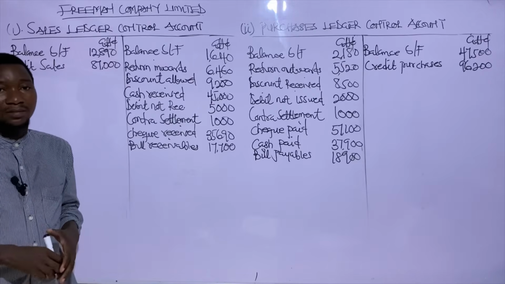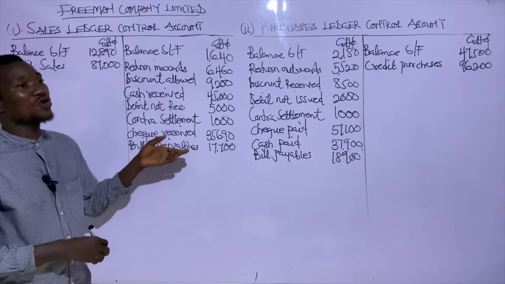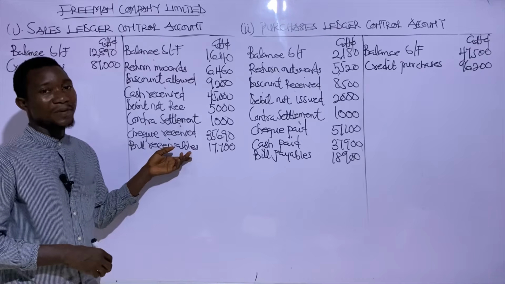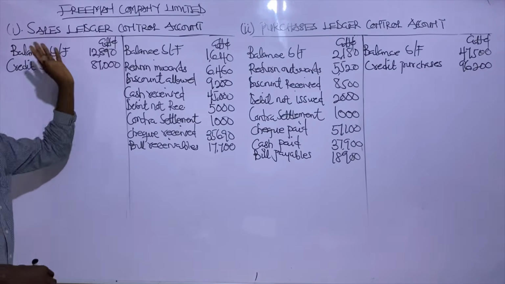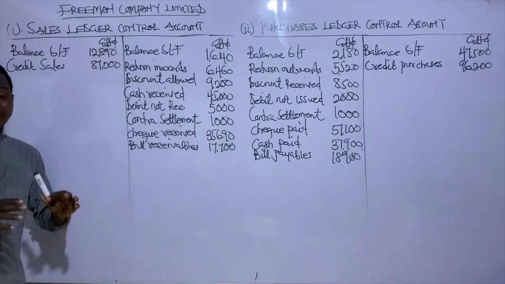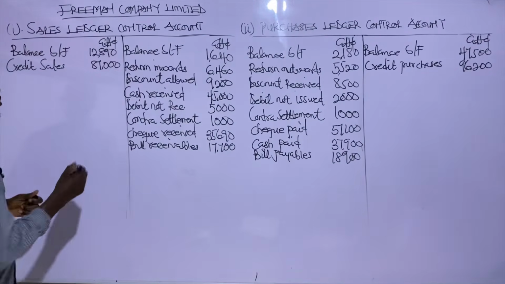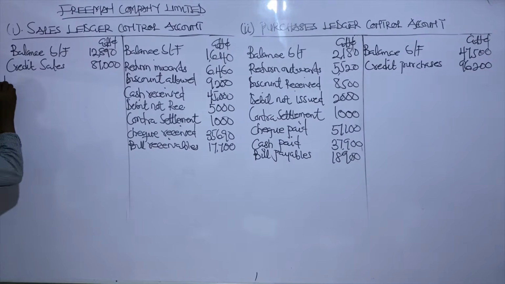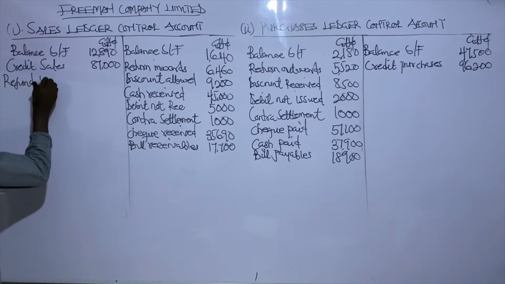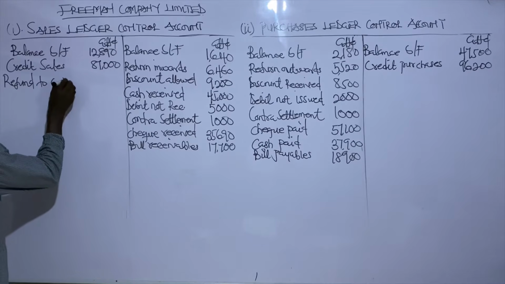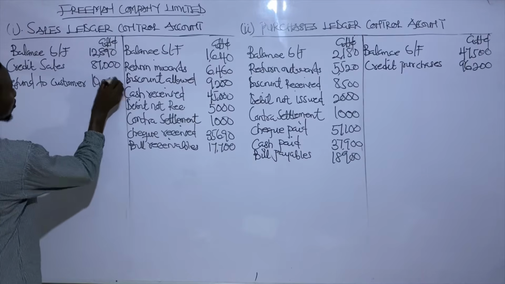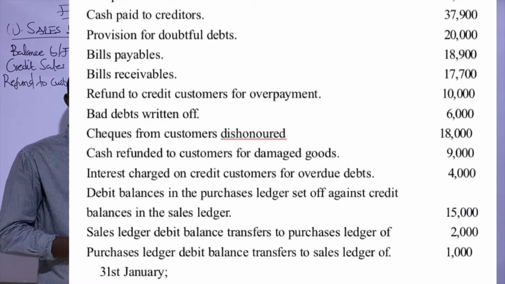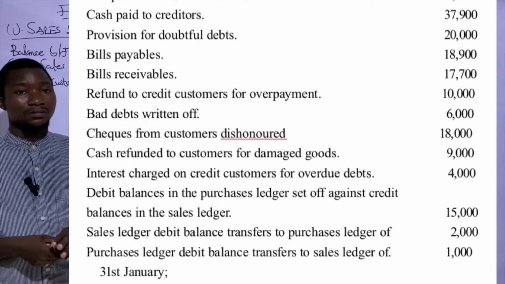The next item is refund to credit customers for overpayment. A refund means customers have made some payment and they are not supposed to make such payment, so the money has been refunded. So if it is refund, it will increase their balance back. Refund to customers, credit customers. So refund to customers. The amount is 10,000.